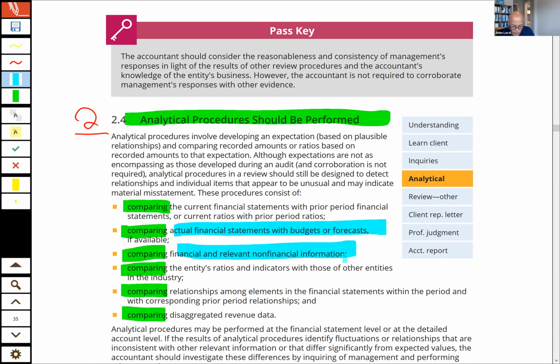For example, the water bill at the laundromat, right? Industry ratios, right? Disaggregated revenue data. Okay, I'm not asking you to flashcard this detail. Just know the nature of analytical procedures, which I think you know already because we've talked about these in other chapters, and know that it's on the flashcard that you are required to do analytical procedures in a review.